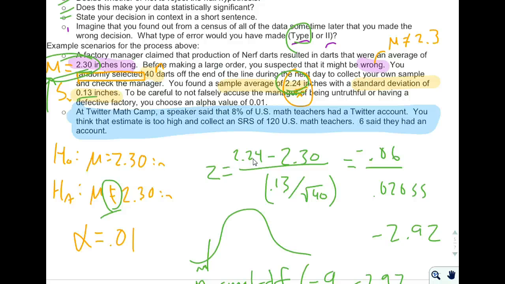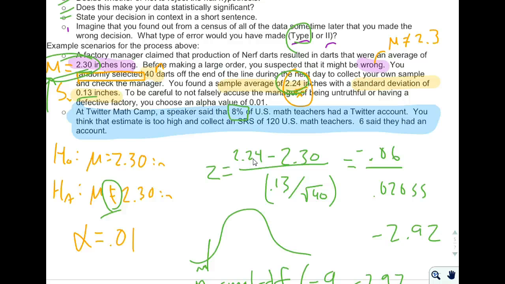The question that's being asked to the math teachers in the sample is, do you have a Twitter account? And the claim that's being made is that 8% of the population has one. So our null hypothesis is going to be that P is equal to 8%, or 0.08. You think the estimate is too high. You think it is lower. So you think the actual answer is lower. So you would say that P is less than 0.08 is your alternative hypothesis, and that's what you're seeking to prove.